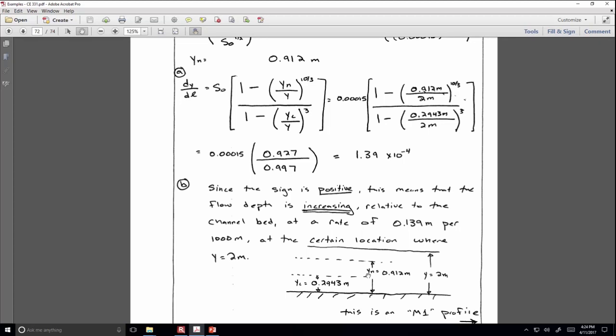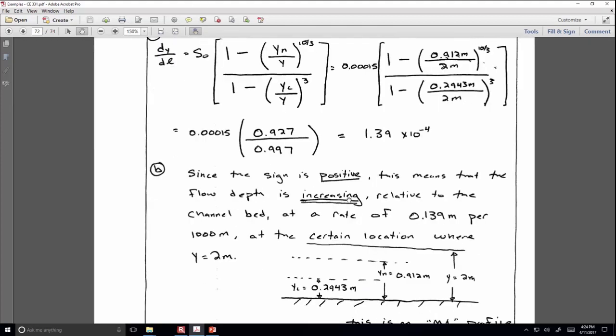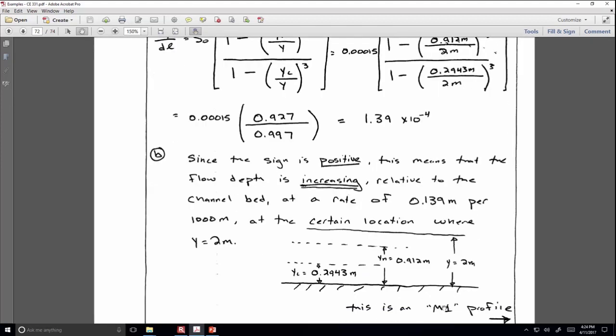So there's a lot of reasoning that you need to be sure to include in your assignments and in the exam, the final exam. You'll need to explain not just that it is M1, but show that you know the rationale for why it's an M1. So if the depth was y equals 0.8, would it be M2? It would be M2, yes. If the depth was 0.8, then it would be M2.